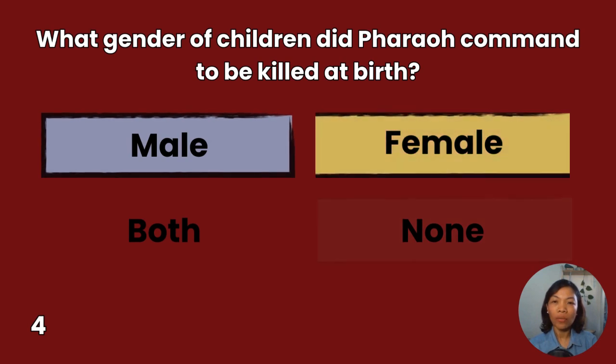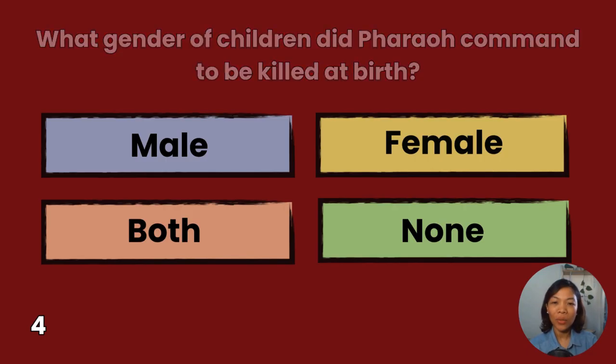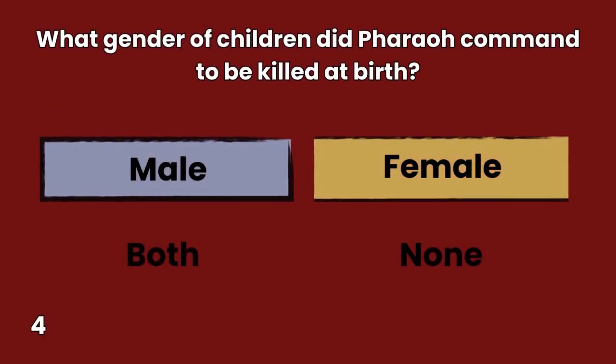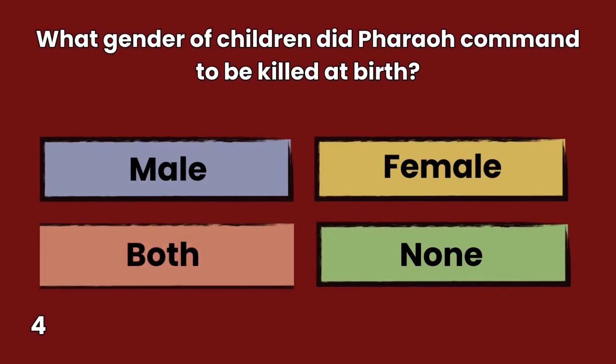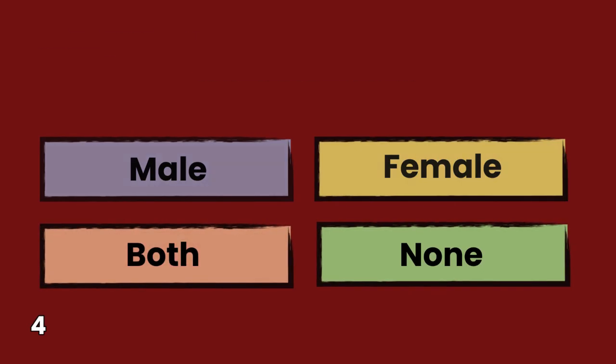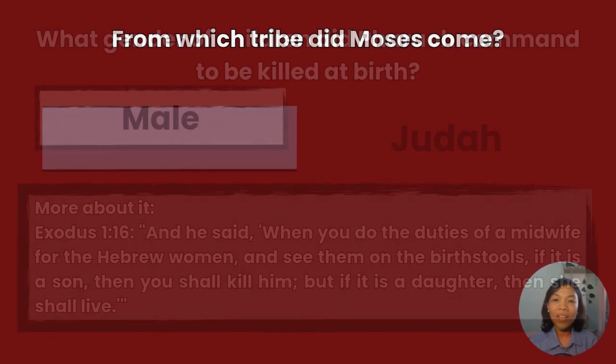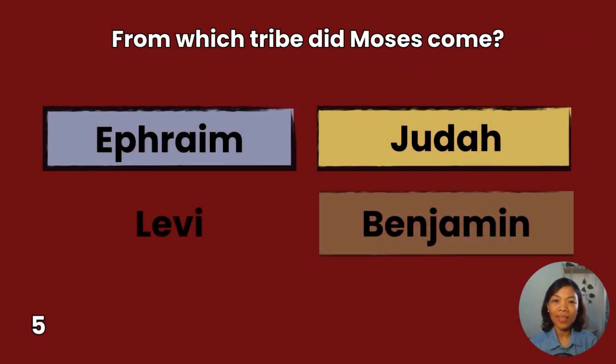4. What gender of children did Pharaoh command to be killed at birth? Male, both, female, none. You have 10 seconds to answer. The answer is male, Exodus 1:16. And he said, "When you do the duties of a midwife for the Hebrew women, and see them on the birth stools, if it is a son, then you shall kill him, but if it is a daughter, then she shall live."